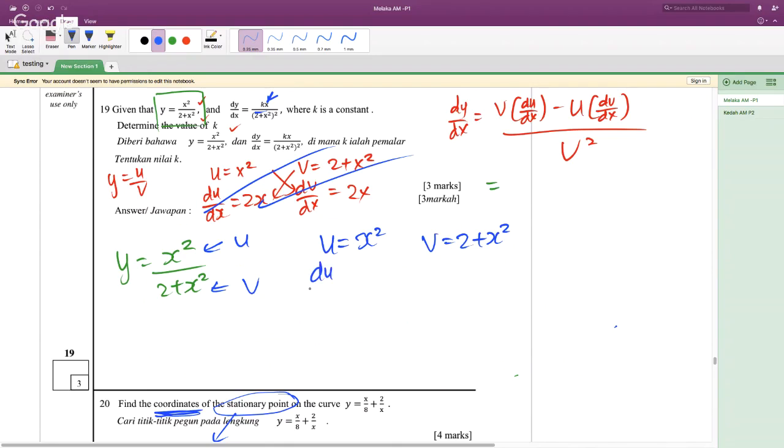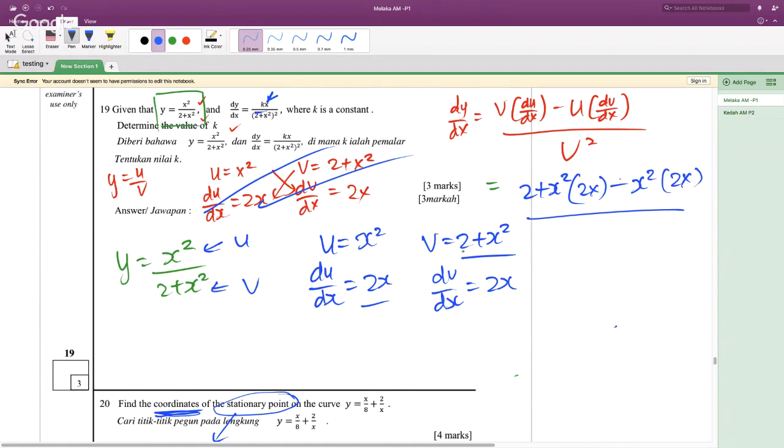Then you differentiate u. So du/dx, basically you get 2x. And dv/dx, you will actually get 2x also. Now you have all these things, then you just substitute into this formula. My v is 2 plus x squared, right? So I substitute 2 plus x squared. du/dx is 2x from here. u is basically x squared. My du/dx is 2x also, divided by v squared. So v squared is (2 plus x squared) squared.